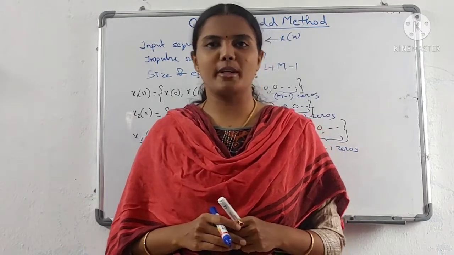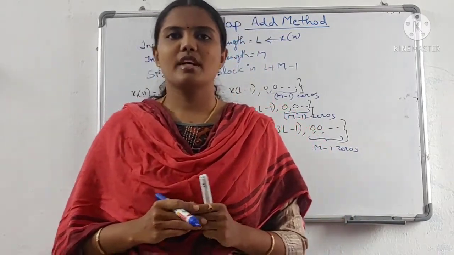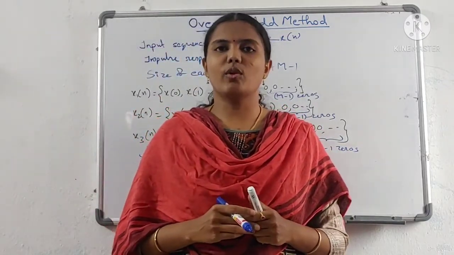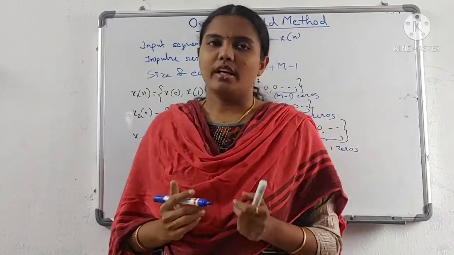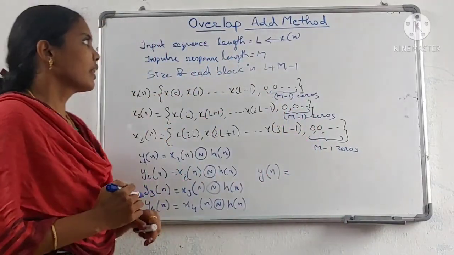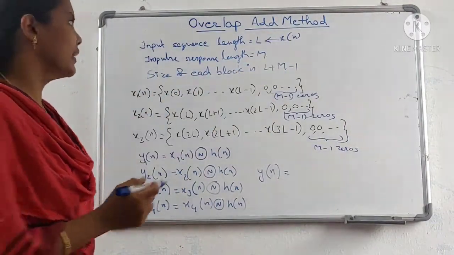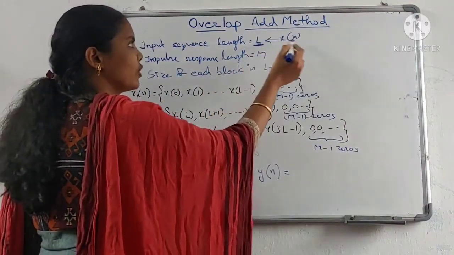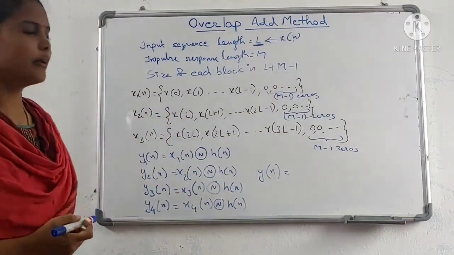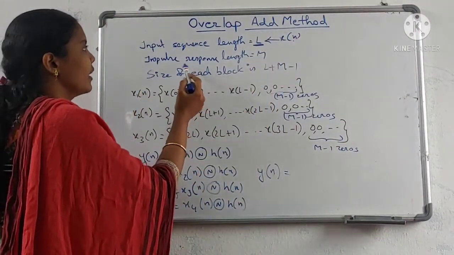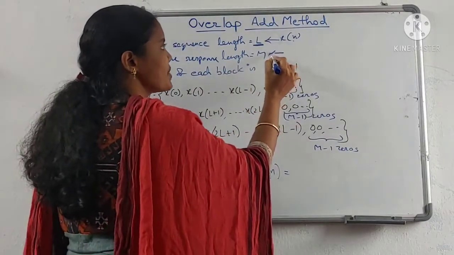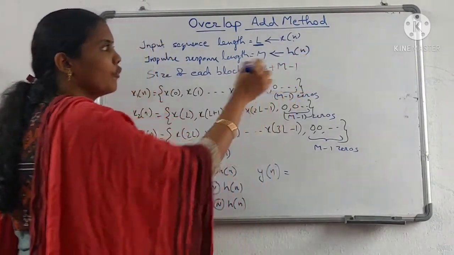Now I am going to explain the overlap add method. Last class we have seen the overlap save method. Let us see the overlap add method. Let the input sequence be x of n having a length L, and the impulse response be h of n of length M.